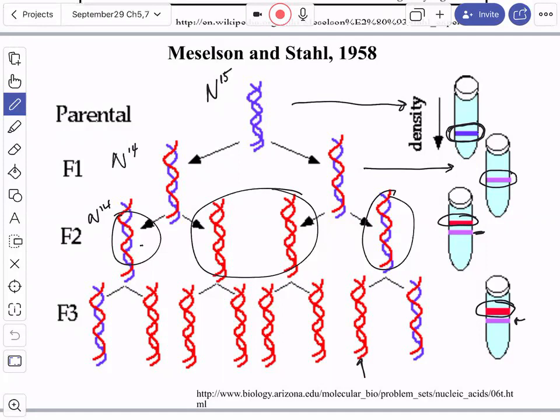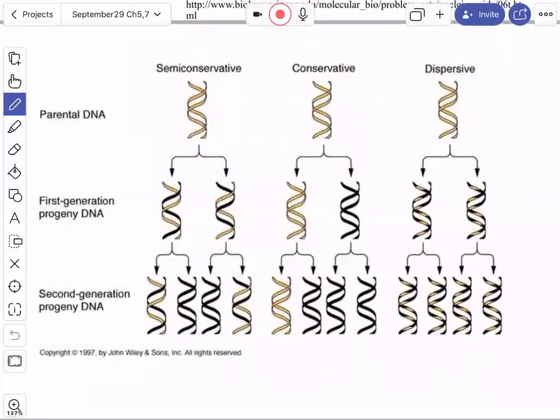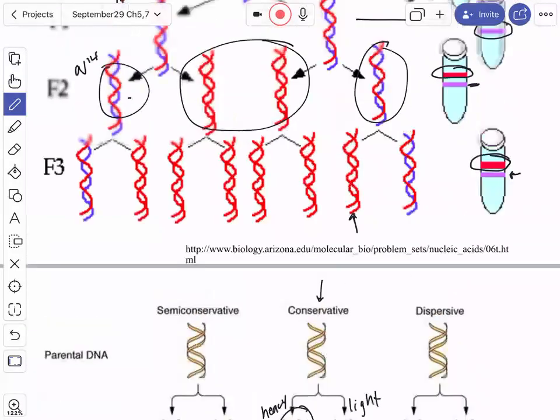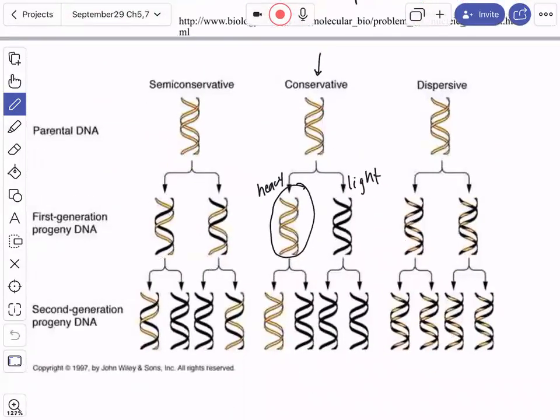All right, so basically, what does that mean? How can we interpret that? Well, if the conservative hypothesis was correct, what would you see in that experiment? You would see in the first generation progeny a heavy band and a light band. You would have 2 bands, which is not what we saw. We saw a hybrid band right here from the first generation. So right after that first generation, this conservative method can't be correct.